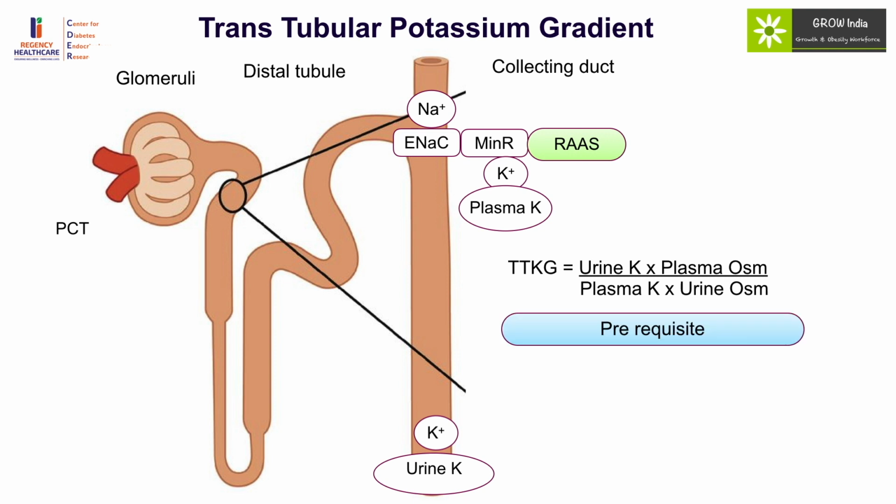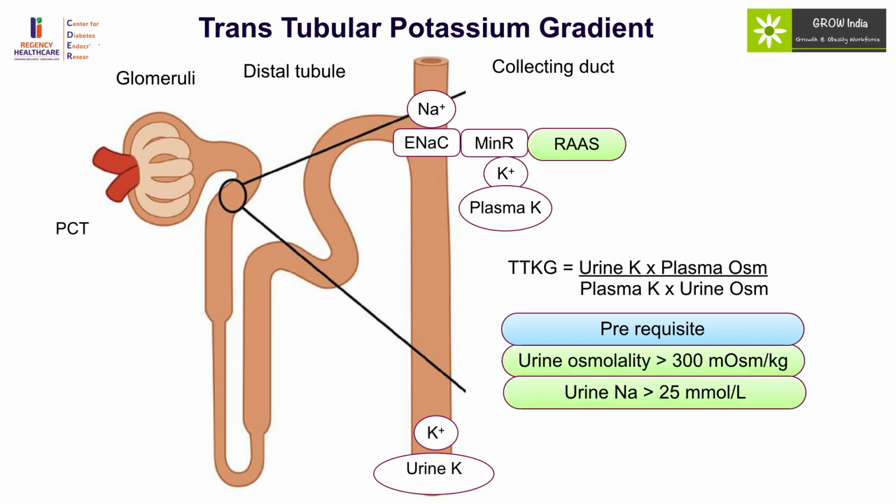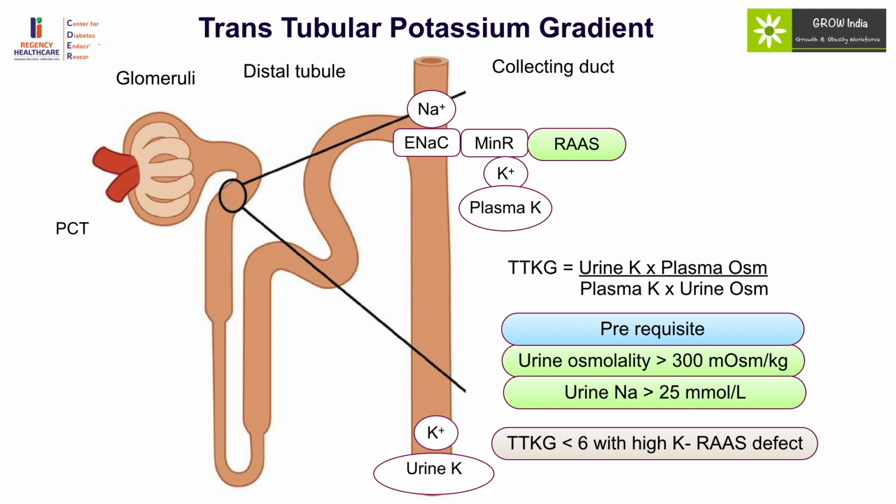The prerequisite for the use of TTKG for assessment of aldosterone action is that urinary osmolality should be more than 300 and urinary sodium should be more than 25 to ensure that there is enough sodium to actually allow for exchange. In the setting of hyperkalemia, a transtubular potassium gradient of less than 6 is considered to be a reflector of RAAS defect. However, now a direct urinary spot has also been found to be reasonably effective and TTKG may not be required in most situations.